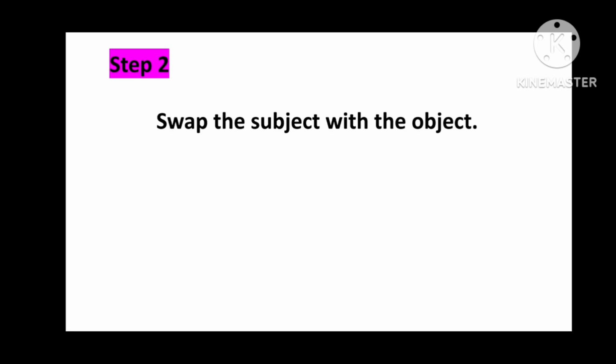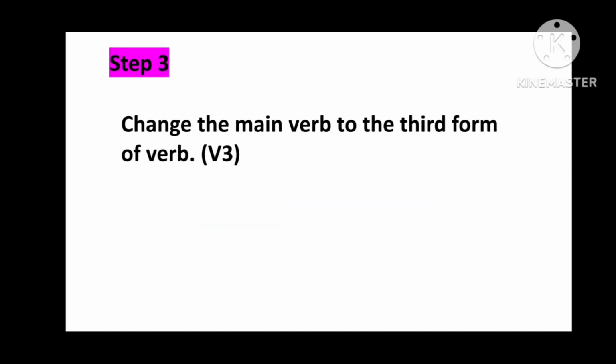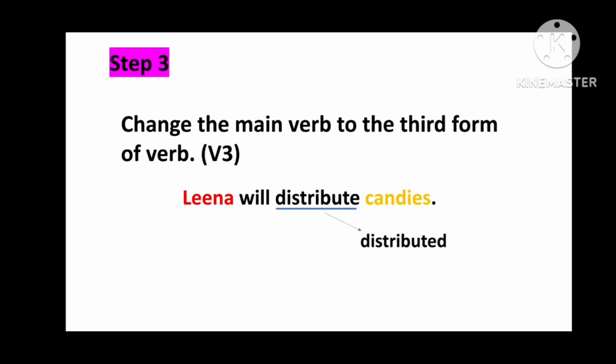In the second step, we need to swap the subject with the object. That means we need to interchange the position of subject and object. Hence, candies becomes the new subject and Lena is the new object. In the third step, we need to change the main verb into its third form, that means past participle form. Here the main verb is distribute and its third form is distributed.